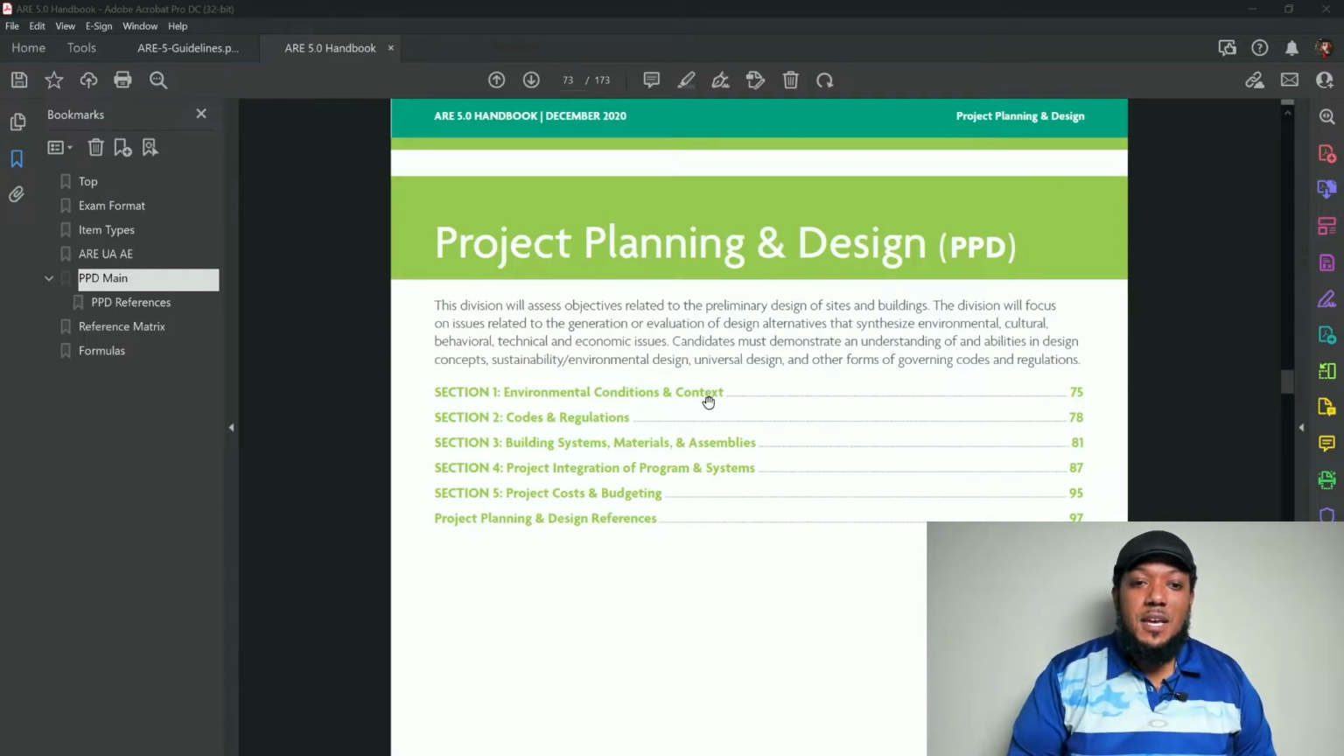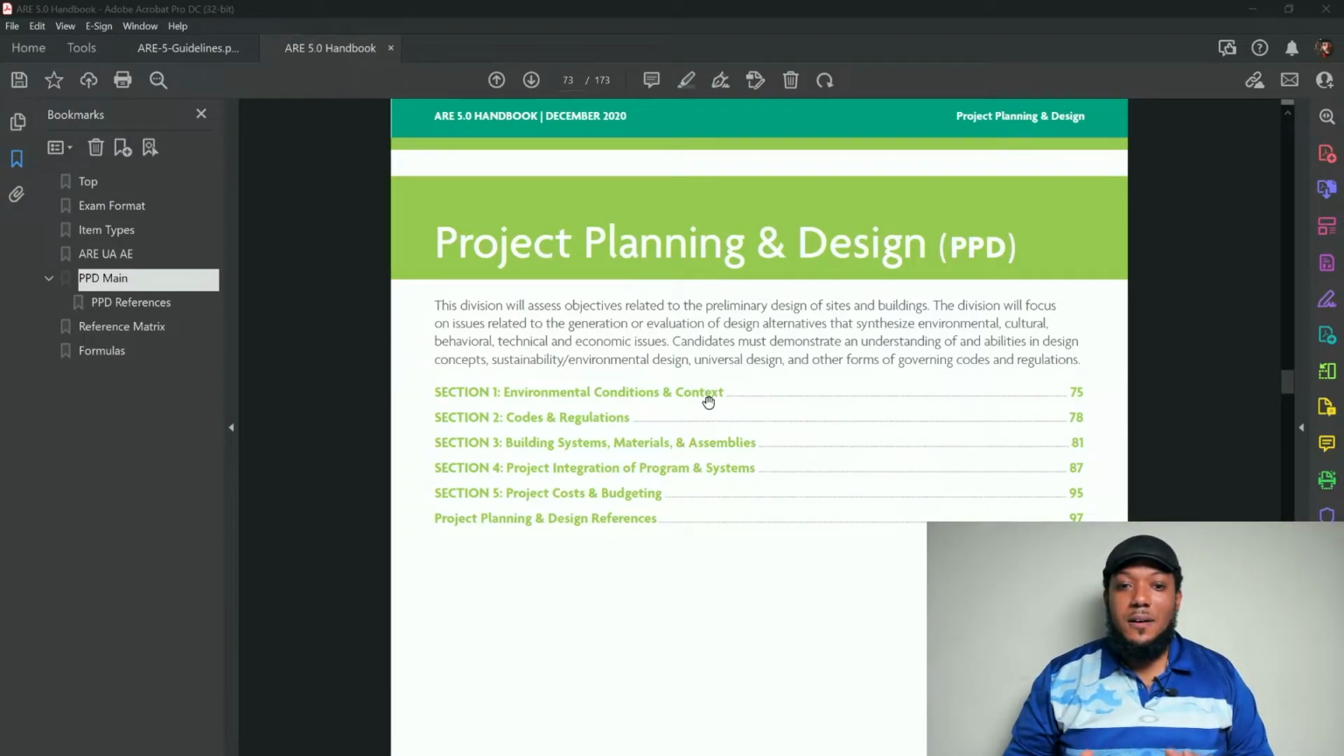Section 4 is going to be project integration of program and system. That's essentially you being able to work out a program for a particular need for a client. You know, if we need the lighting to be in this way, we need this organization, you're going to put that together. And the final one is project cost and budgeting.